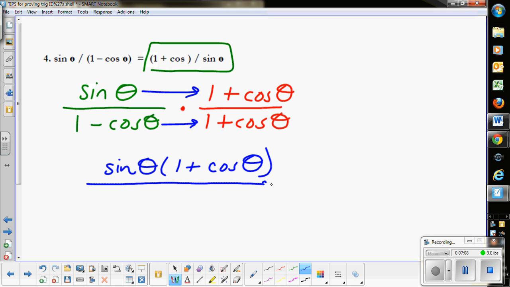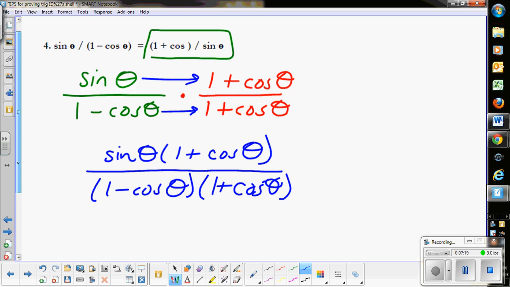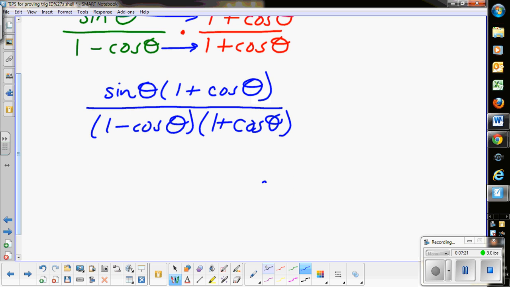And then here I'd have 1 minus cosine and 1 plus cosine. If you remember when we were talking about factoring patterns the other day, there's a name given to this factoring pattern that you have on the bottom. It's called a difference of squares. But it's already in factored form. What I'm going to do now is make it multiply together.